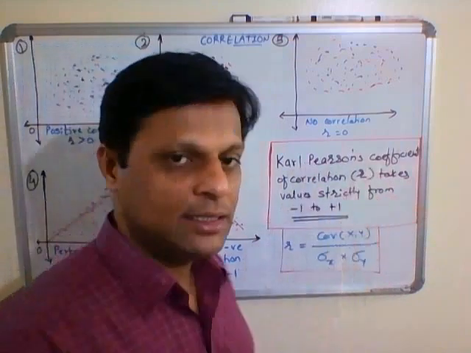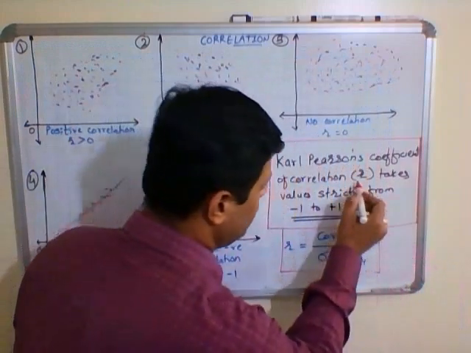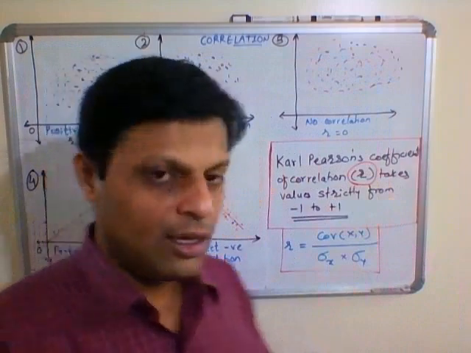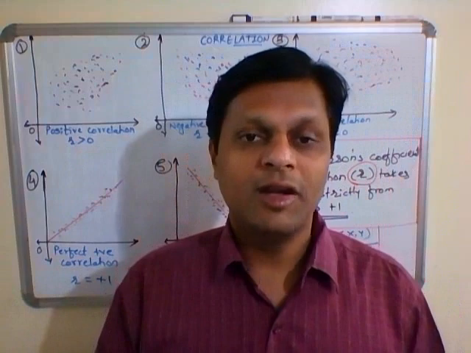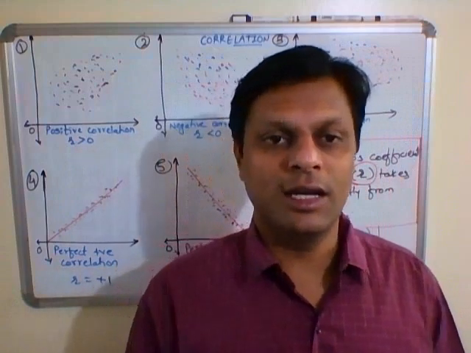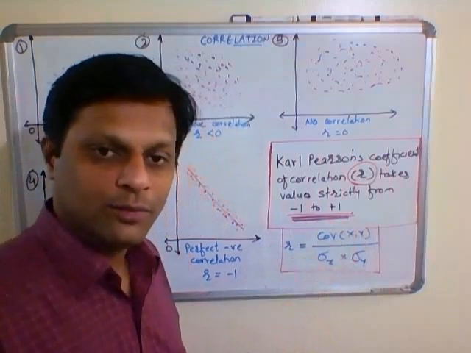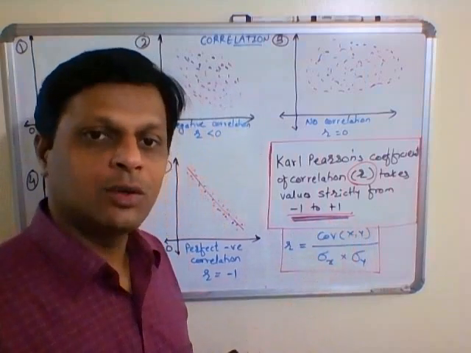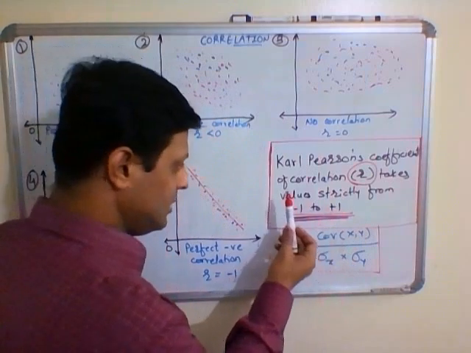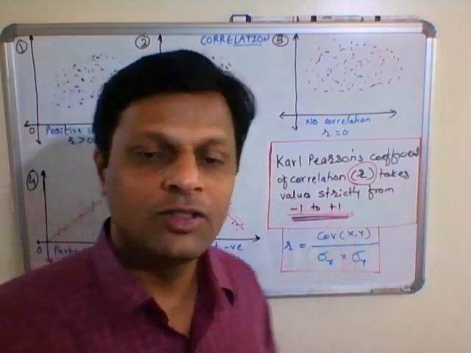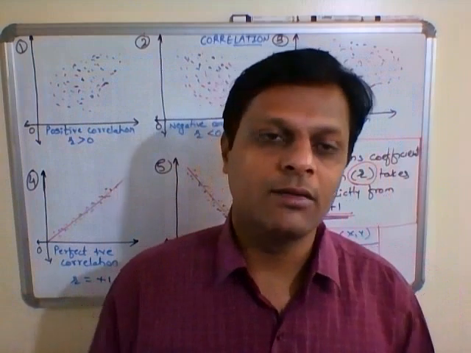Karl Pearson indicated this correlation coefficient by the alphabet small r. He said that r will take values from -1 to +1 strictly, including these two values. So the range of r, that is the coefficient of correlation, varies from -1 to +1, that is, in between this range. It will not go beyond this range. Now what does it mean?